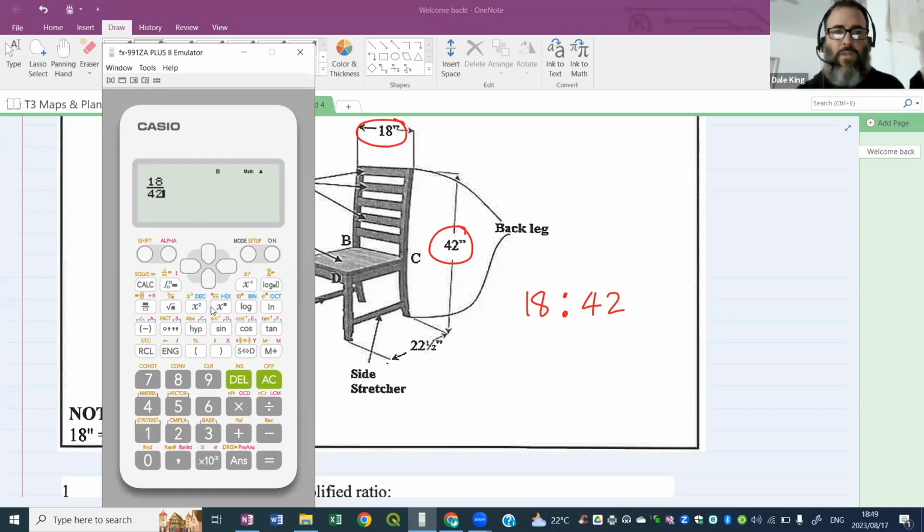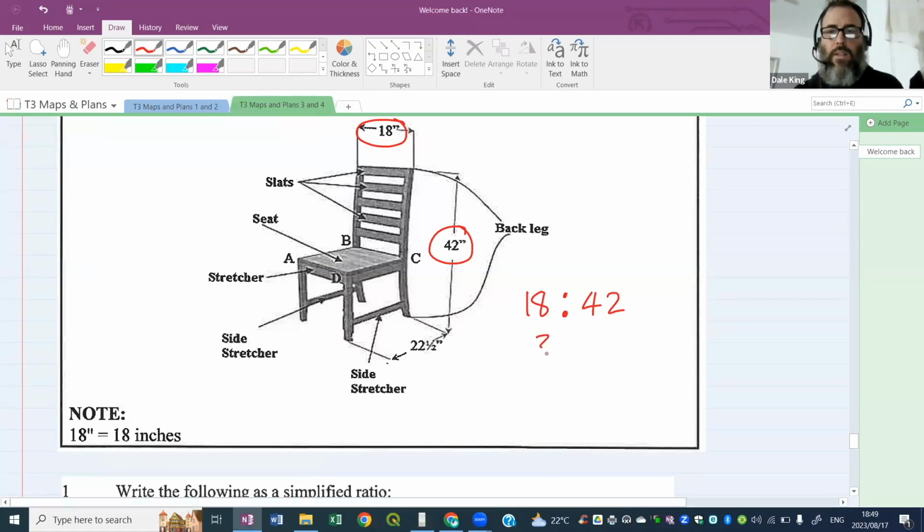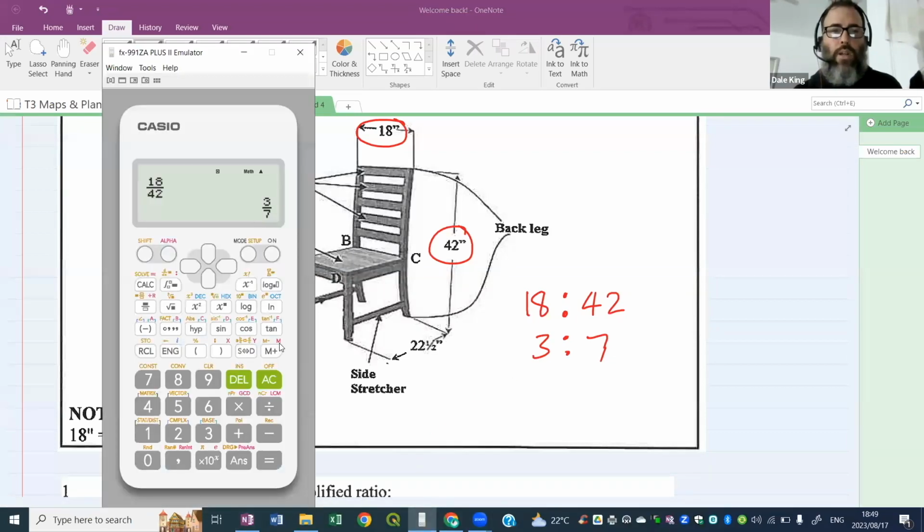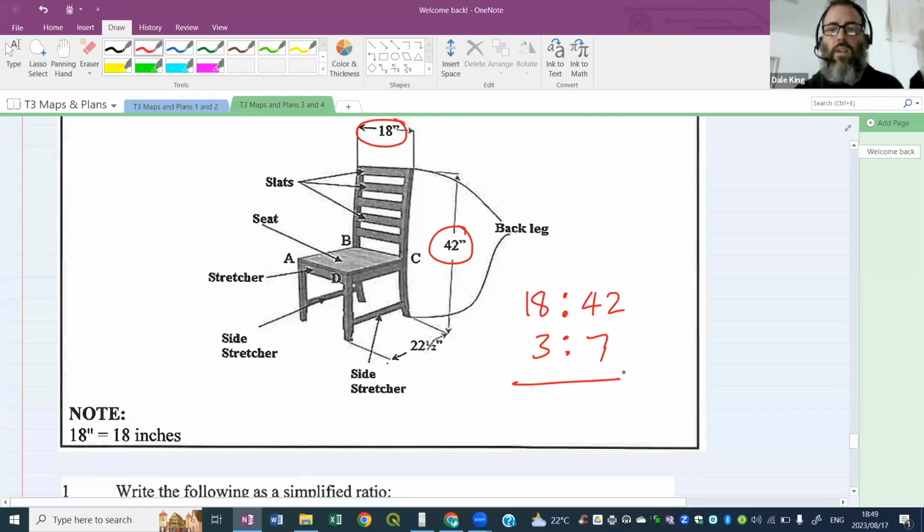So this will simplify this fraction for you. You press equals, bah, 3/7. So that we will write as 3 is to 7. You don't need to do anything more than that, ladies and gentlemen. Put it on the calculator, press equals. I'll do it again. So 18 at the top, 42 at the bottom, 18/42. Press equals, bang. Simplified fraction 3/7, which we've written as 3 is to 7.